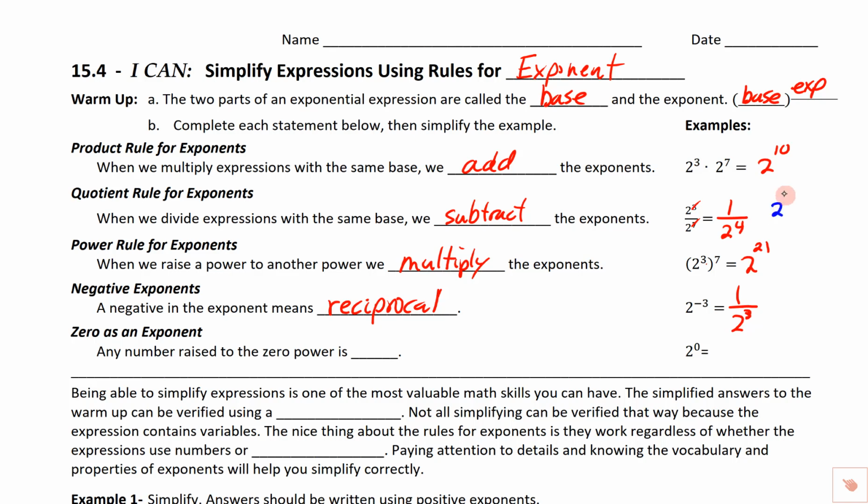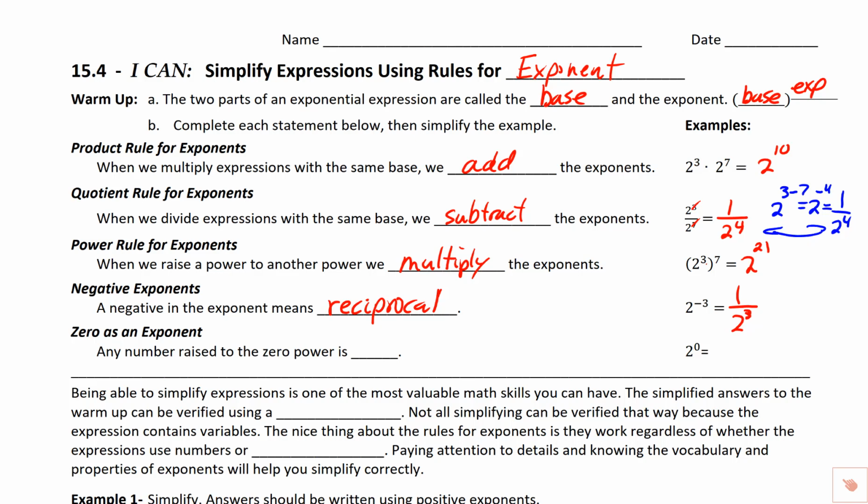So you could do 2 to the third minus the 1 on the bottom. So that's going to be 2 to the negative 4, because 3 minus 7 is negative 4. And then a negative in the exponent means reciprocal. So again, we're going to change that sign by moving it into the denominator. So again, you'll notice that we get the same answer either way. So we're in good shape there.